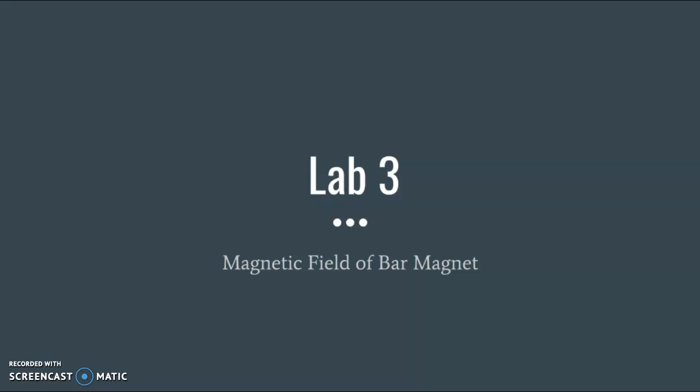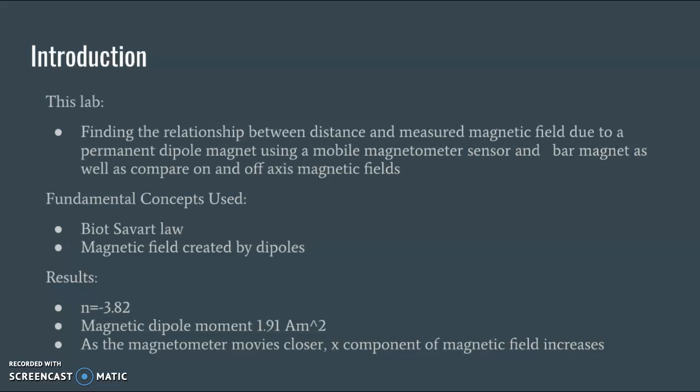This is Lab 3, magnetic field of a bar magnet. In this lab, we're finding the relationship between distance and measured magnetic field due to a permanent dipole using a mobile magnetometer sensor and a bar magnet, as well as comparing on and off axis magnetic fields. Some fundamental concepts used were the Biot-Savart law and then magnetic fields created by dipoles.